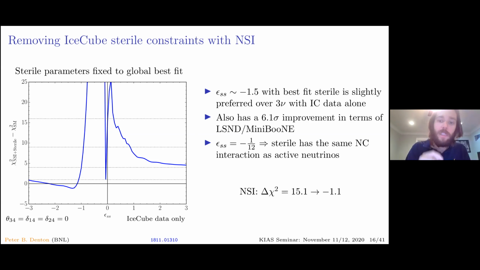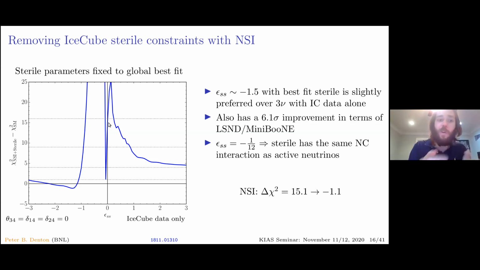Sorry, where I'm fitting to the stereo best fit parameters. And what I'm comparing here is the chi-squared between the 3+1 scenario with non-standard interactions and the 3-flavor scenario, looking at IceCube data alone. If we include the 3+1 scenario but no new physics, we're at the epsilon equals 0 point, and that's disfavored at around 15 units of delta chi-squared.